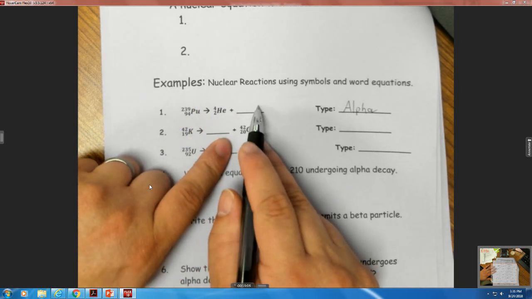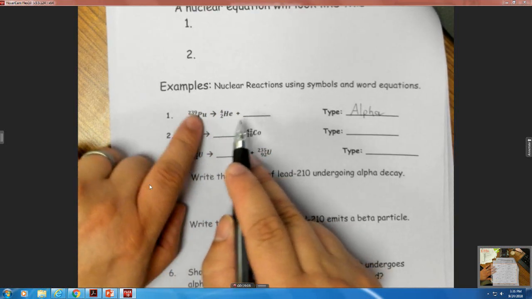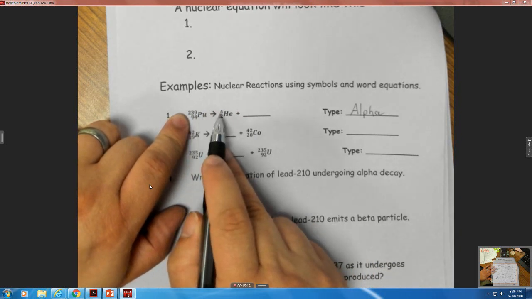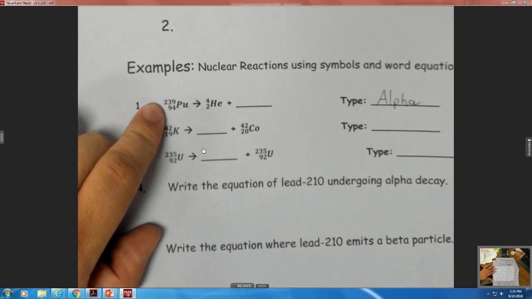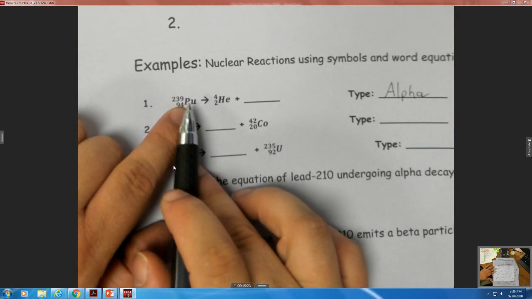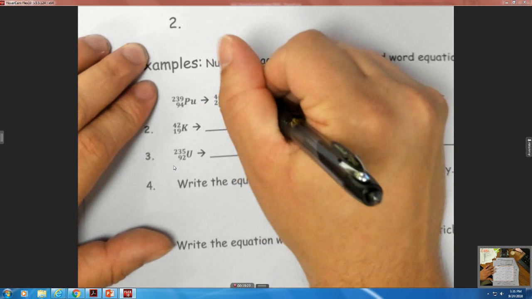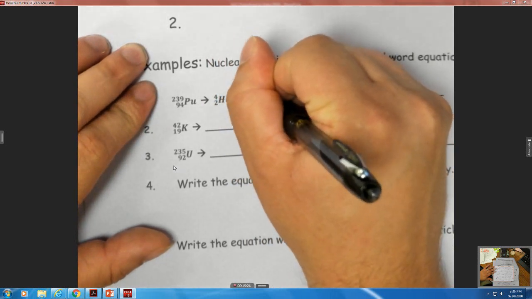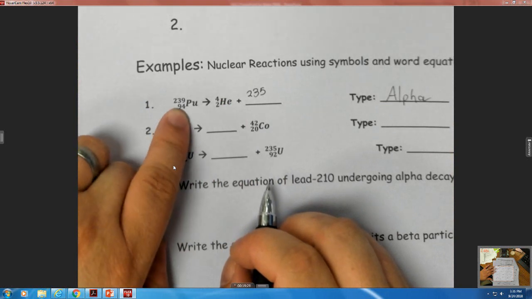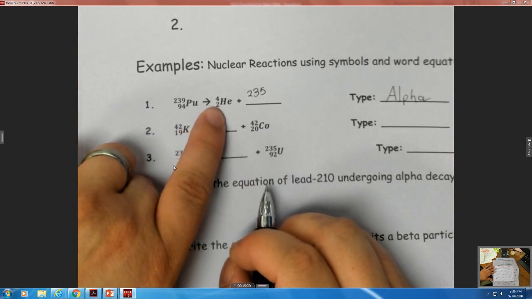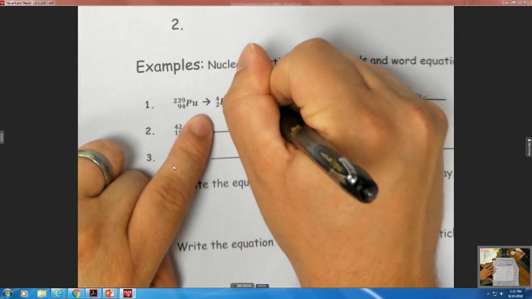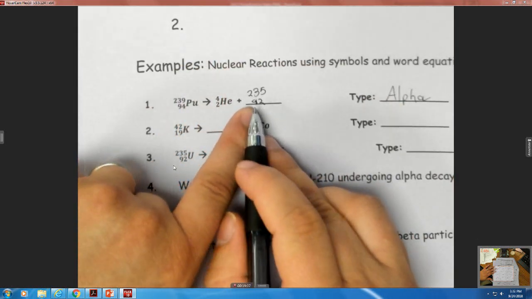Well, don't worry about the symbol of the element yet. Worry about the numbers first. I'm going to take 239, and then I'm going to subtract 4, because that is what's being removed from the nucleus of this plutonium atom. So 239 minus 4, what's that? Well, that's 235. That'll be the new mass number. What'll be the new atomic number? Well, 94 minus, it's losing 2 protons. So it's going to have an atomic number of 92.